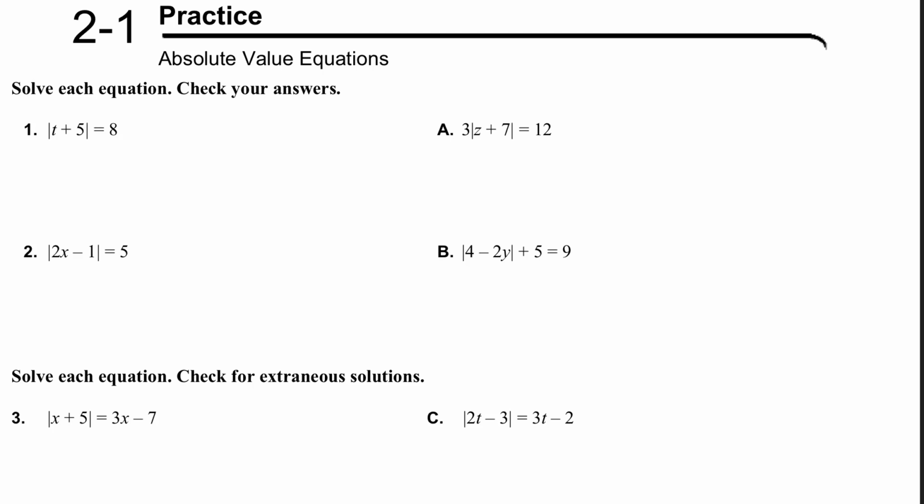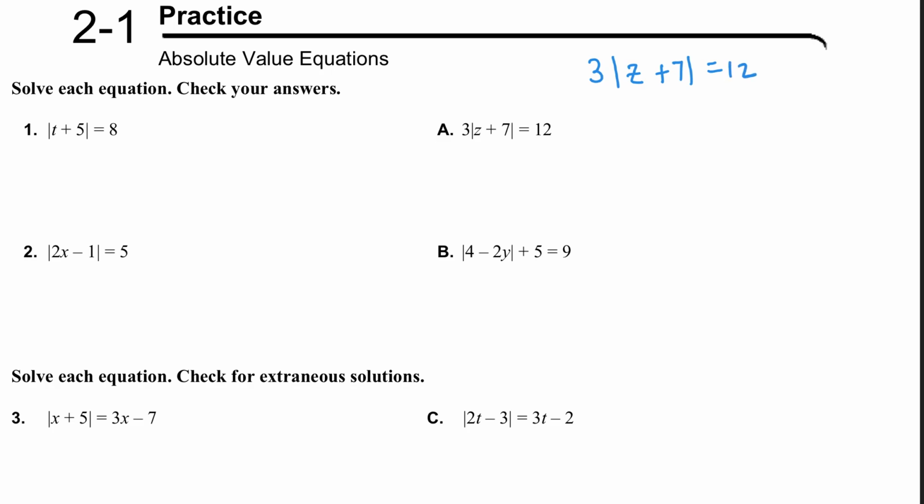We're working with absolute value equations. The instructions are solve each equation, check your answer. Now for A, we have 3 absolute value of z plus 7 equals 12.